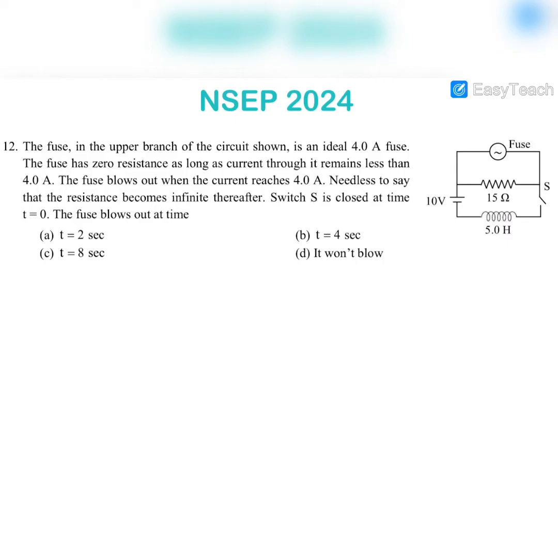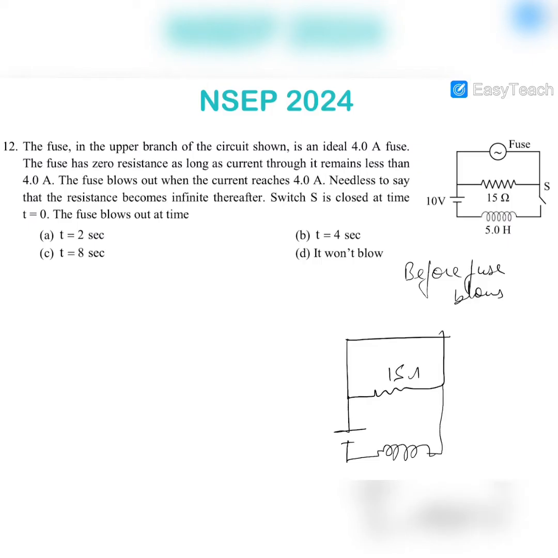So obviously, let us suppose that at time T the fuse will blow. So before the fuse blows, the circuit would be like that. So you can see that this 15 ohm resistance will be short circuited, and the current will flow like that, I.